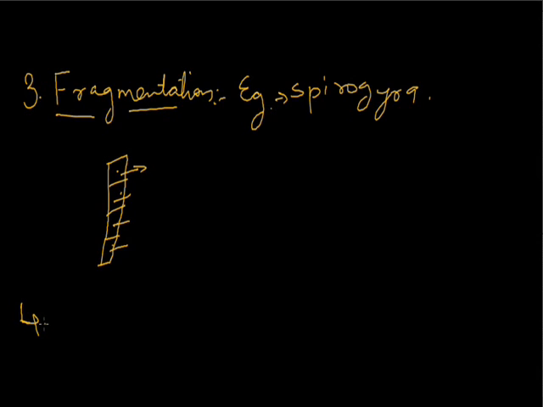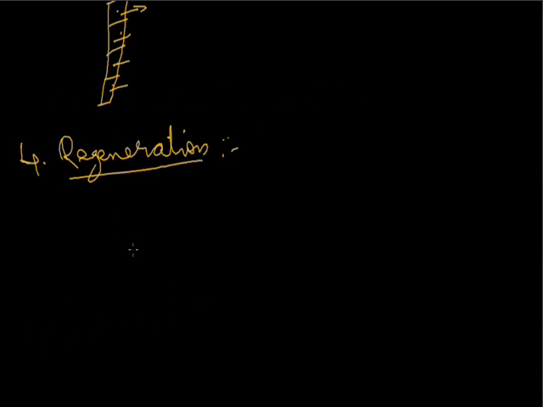Now the next is the regeneration. There is not much difference between the regeneration and the fragmentation. Regeneration is also similar to the fragmentation. Again, in the regeneration, what will happen? One part of the plant will be divided into parts, and one part of the plant will produce the new organism. But the basic difference between the regeneration and the fragmentation is that in the fragmentation, every part of the plant can produce the new organism, but in the regeneration, not every part of the plant can produce the new organism. Like the example, you can say the lizard.